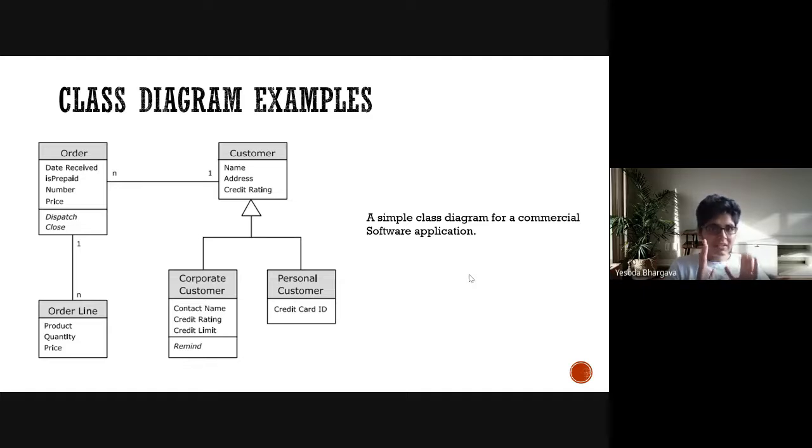So this is a very simple class diagram for a commercial software application. When you look at this diagram, can anyone interpret it for all of us? What do you actually see when you look at this particular class diagram? Let us take a moment to read this diagram. Anyone in the class who would like to explain what is exactly happening in this particular diagram?